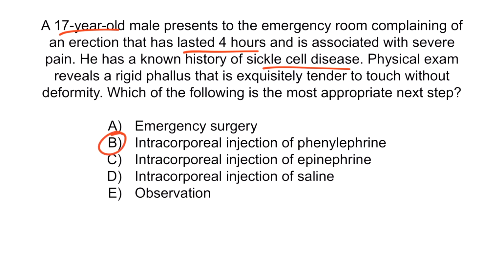Recall that phenylephrine is the drug of choice because it is relatively specific for alpha receptors, which minimizes side effect risk. A is incorrect because surgery is only the treatment of choice after failure of aspiration and intracorporeal injection. C is incorrect because epinephrine is not the drug of choice, it's phenylephrine. And D is incorrect because saline would not be therapeutic. Finally, E is incorrect because priapism without treatment causes irreversible penile damage. So again, the correct answer is B. And that concludes this section.